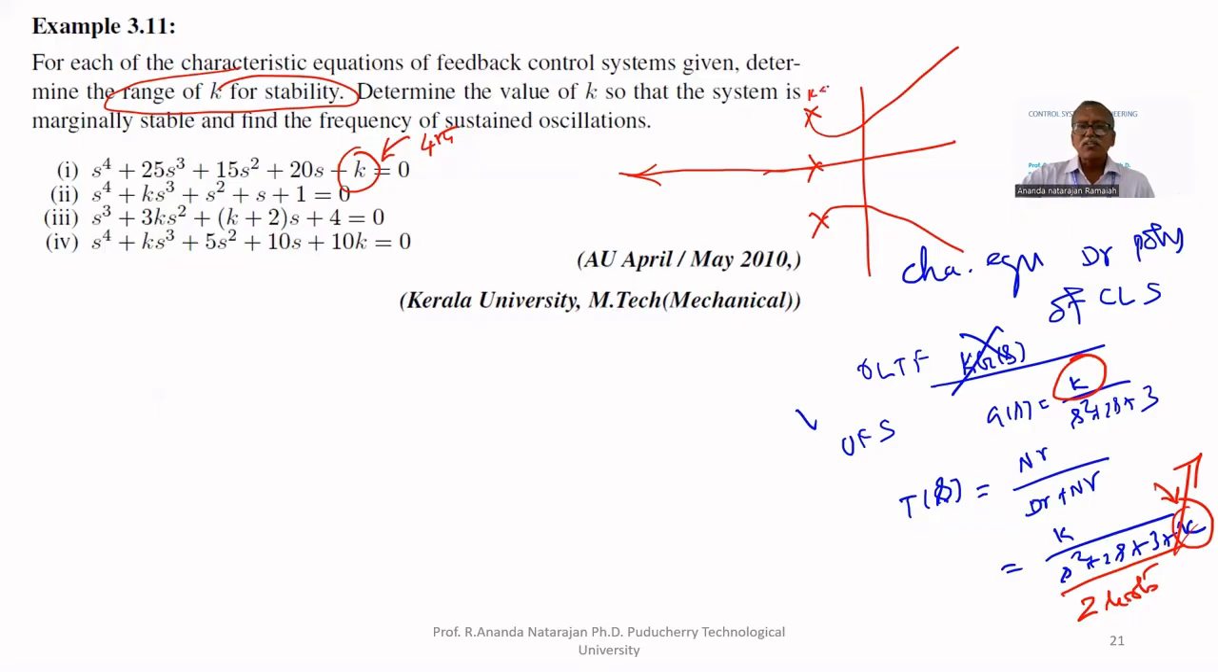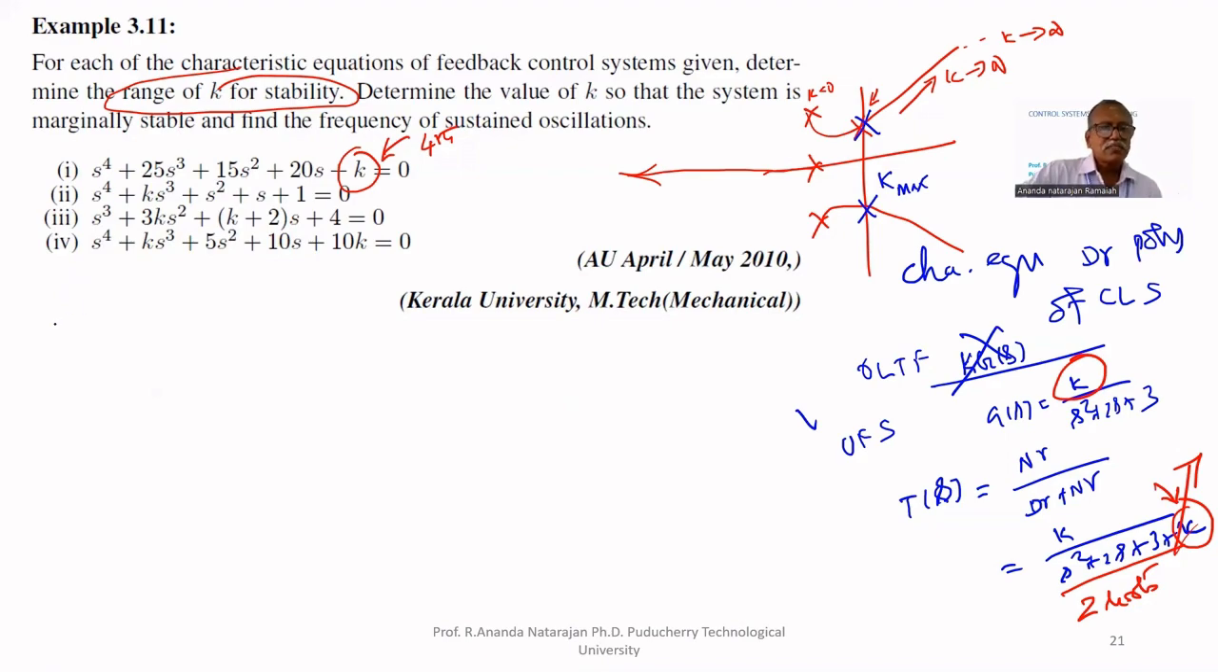Here k equals 0, and here k tends to infinity. For a particular value of k, the poles will be on the j omega axis. That value is called k max, the maximum value of k up to which the system is stable. Below k max, the system is stable. If it is equal to k max, it is marginally stable. Above k max, it is unstable. That we can find using Routh-Hurwitz.